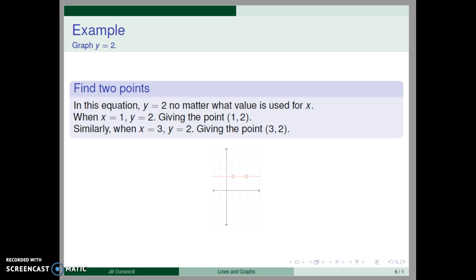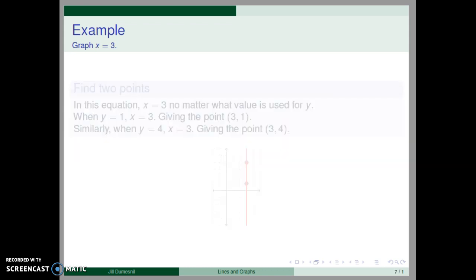Now we draw our coordinate axes, mark a grid or scale, plot the point (1, 2) by going over 1 and up 2 from the origin, plot the point (3, 2) by going to the right 3 and up 2 from the origin, and connect them with a line. Again, be sure to extend the line beyond the 2 given points to indicate that the line continues.